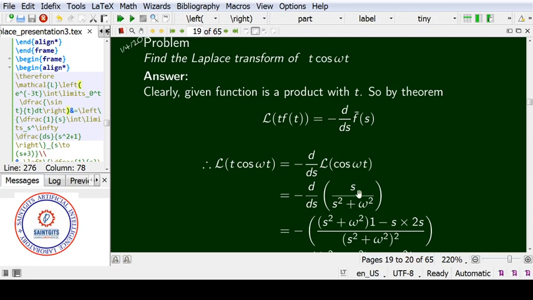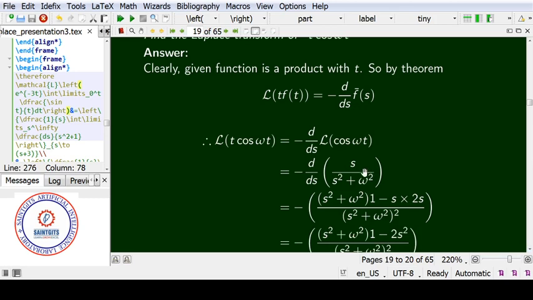L of cos omega t is s by s square plus omega square. But the difference is here both the numerator and denominator contain s terms. So we have to take the quotient rule. Denominator, s square plus omega square, into the derivative of the numerator, that is 1, minus numerator s into the derivative of the denominator, that is 2s. The whole divided by the denominator square, s square plus omega square, the whole square.